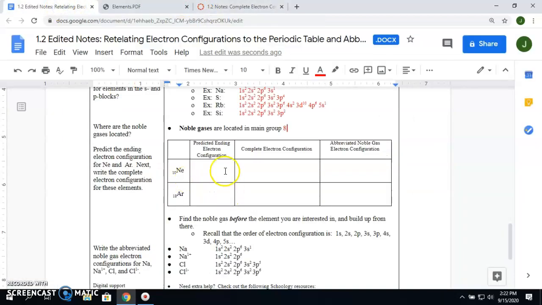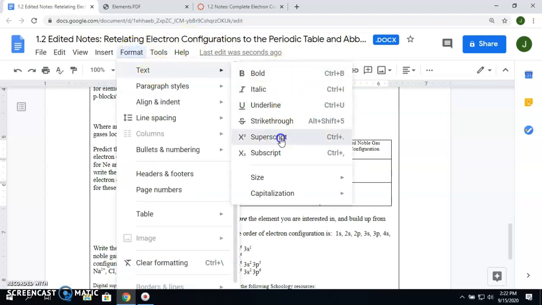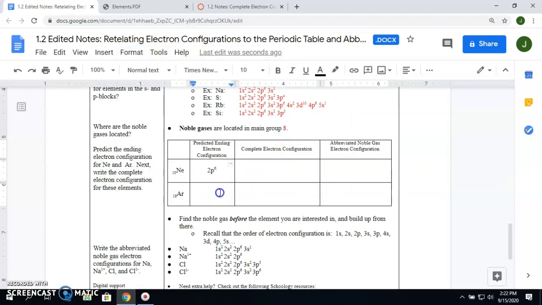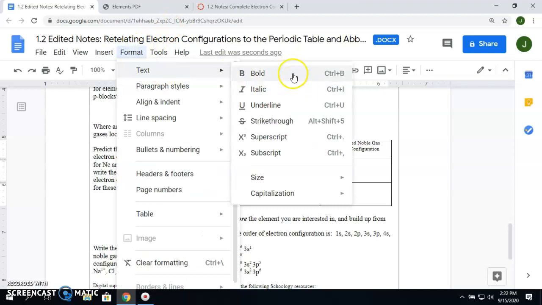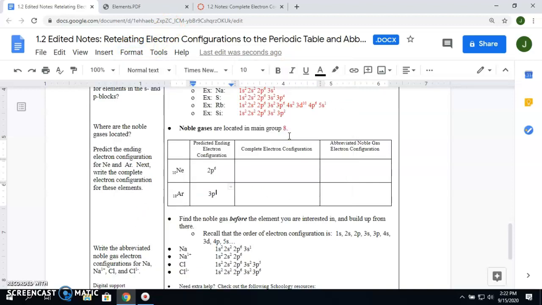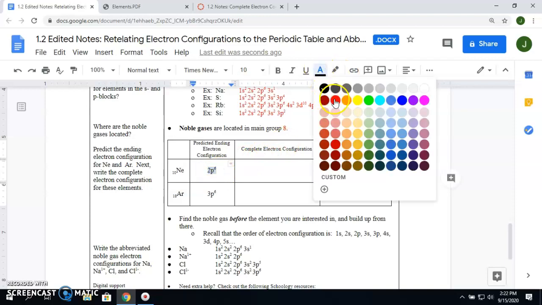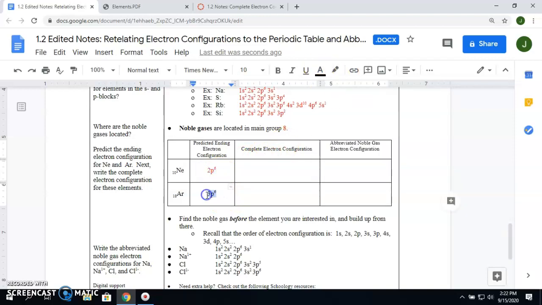I'm going to take a second and write those down. So this is 2p6, and then likewise, argon is going to be 3p6. Let me get those in red so that we can see those a little bit better.